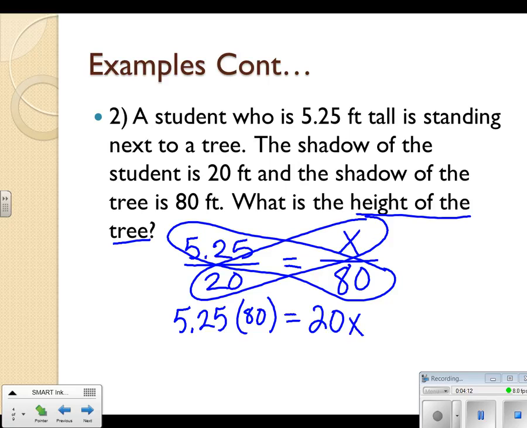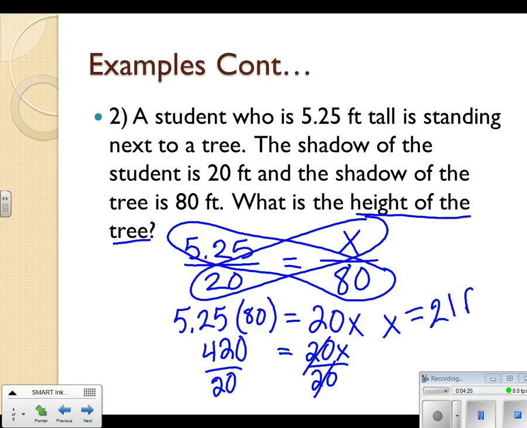5 1/4 times 80 gives us 420, which is the same as 20x. Divide by 20 on both sides. So we get X is 21 feet. So the height of that tree is 21 feet.